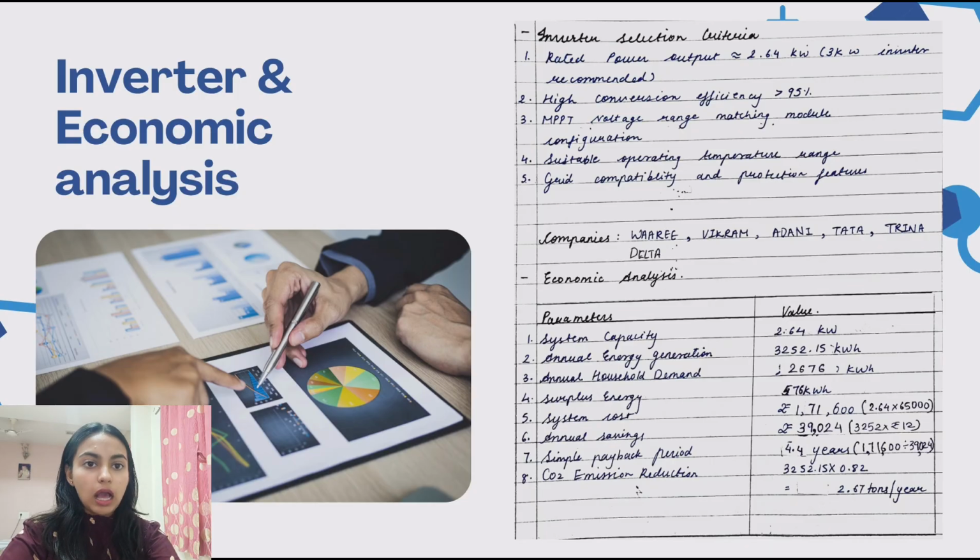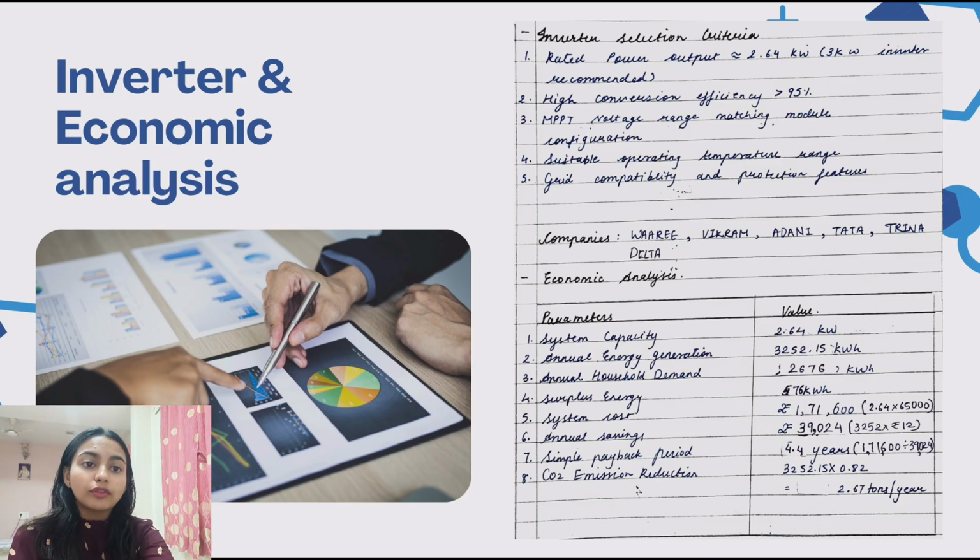So now let's see how I calculated the inverter criteria for selection. So for inverter selection, a 3 kilowatt on-grid inverter is ideal because it matches the system size and offers about 95% efficiency with advanced MPPT control.